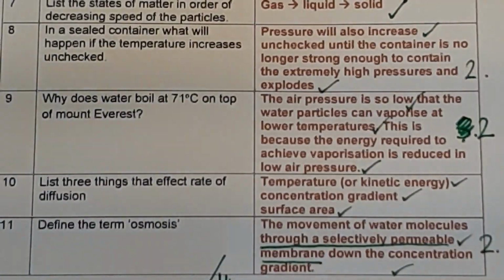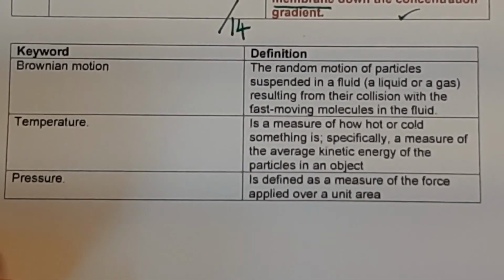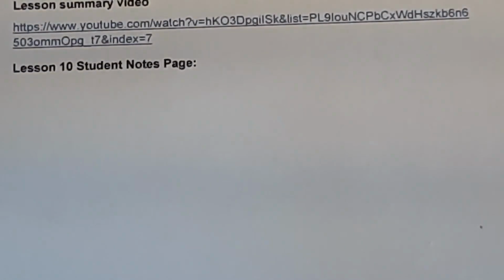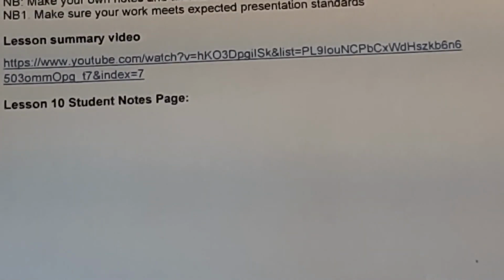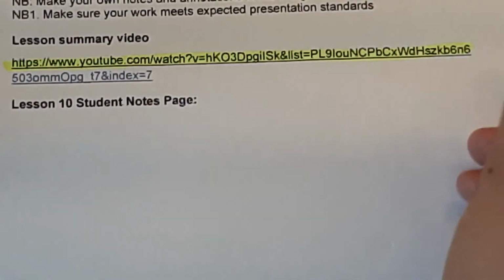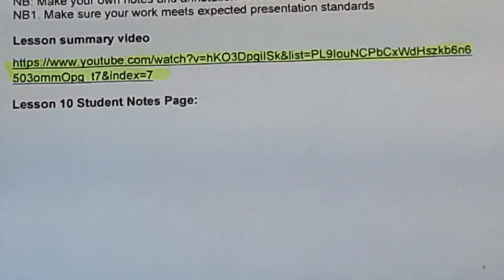So at the end of our lesson, before we move on, we have got the keywords, which are here, which you should know, but you do need to learn. And finally, we have got the lesson summary video, which you have the link to here. So you can either follow this link by clicking on your digital copy of the document, or you can type it in. I highly recommend getting a digital copy and clicking on it.